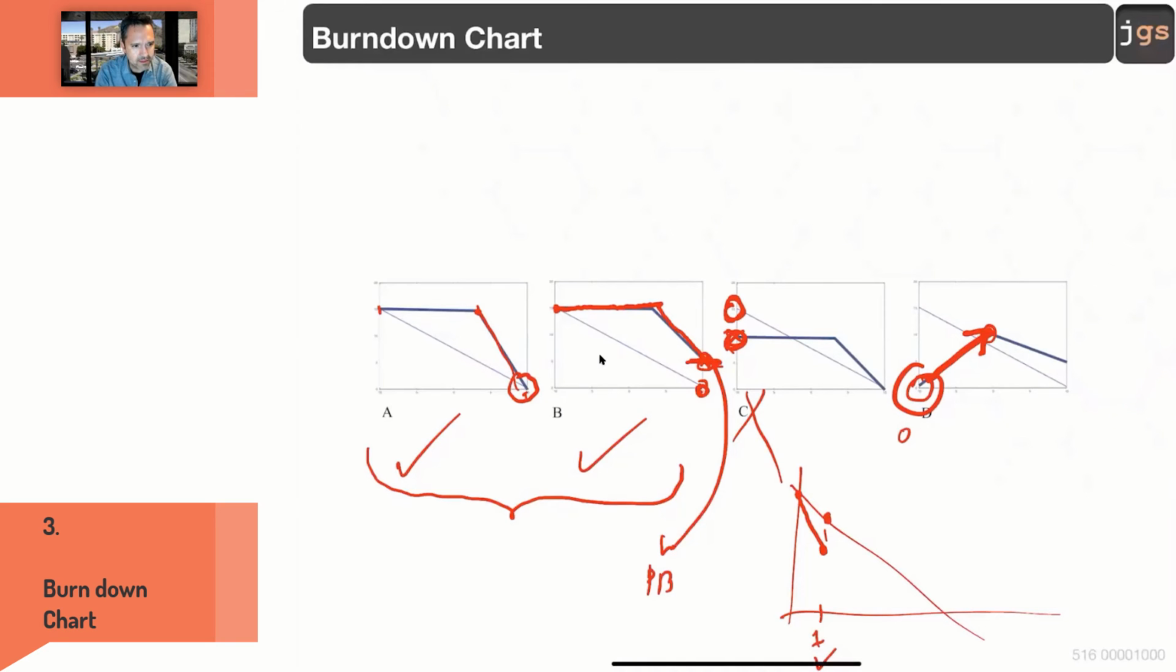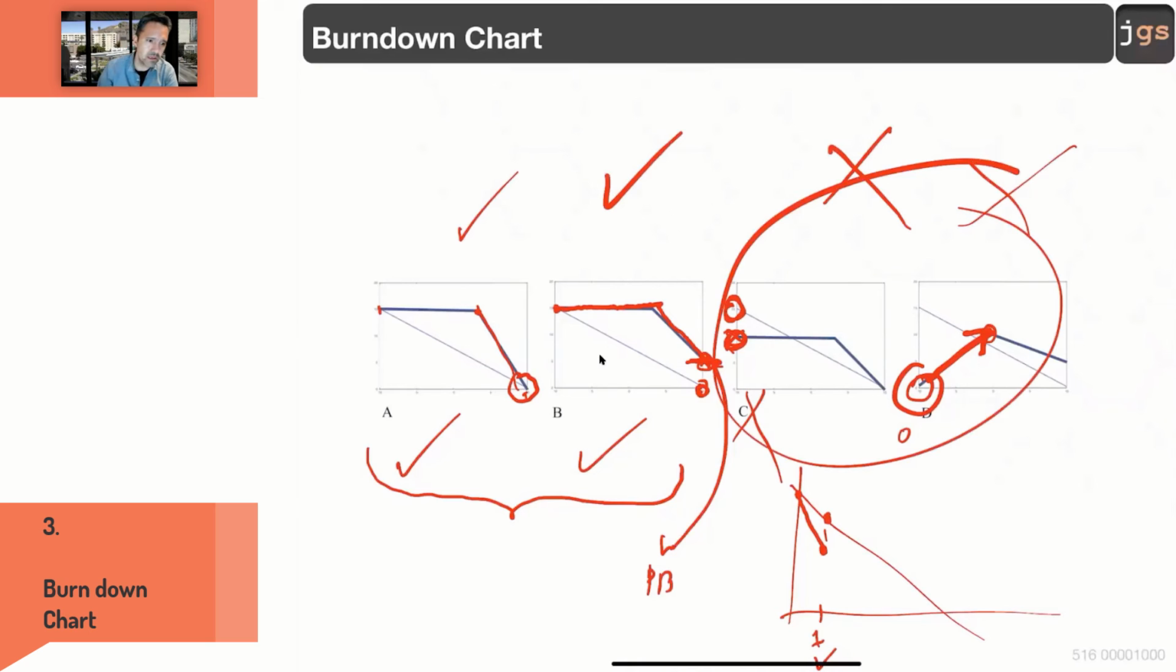Be careful with this burndown chart. These are just pictures that are garbage. Do not put garbage in your reports because this is zero.